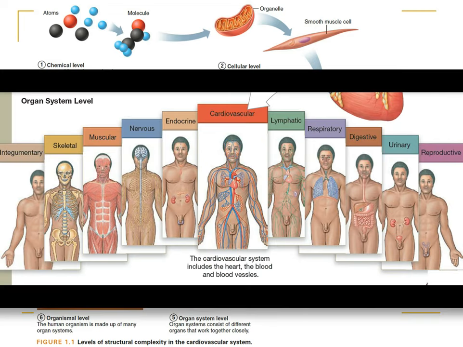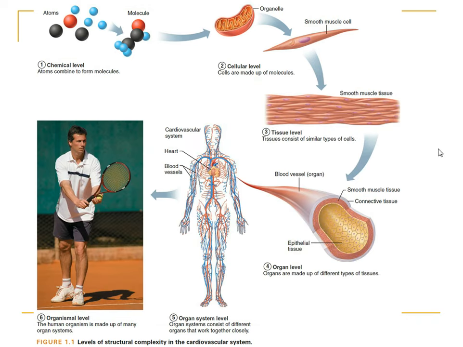In our human body, there are 11 different systems present. Just over here we studied how the cardiovascular system is formed with the help of the blood vessels and the heart. They together act as a unit to form the cardiovascular system. Like we have the integumentary system, the skeletal system, the muscular system, the nervous system, the endocrine system, lymphatic system, respiratory system, digestive system, urinary system, and the reproductive system. And all these systems compile together to form a complete human being.